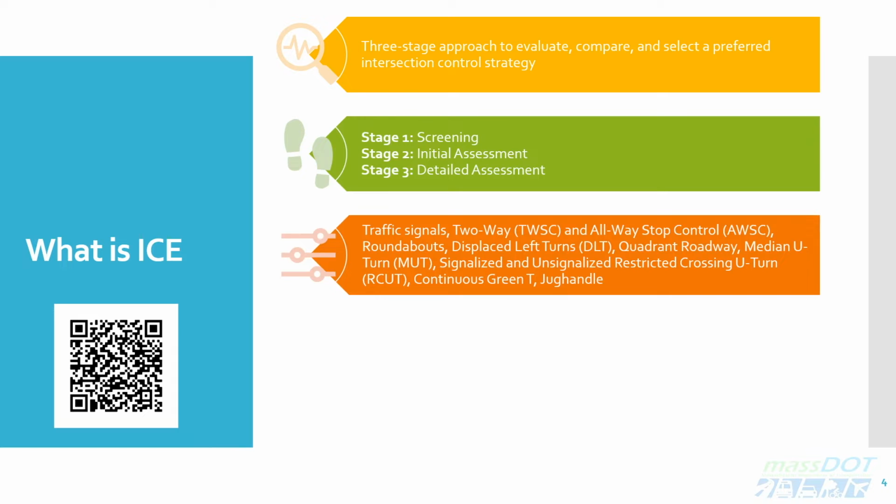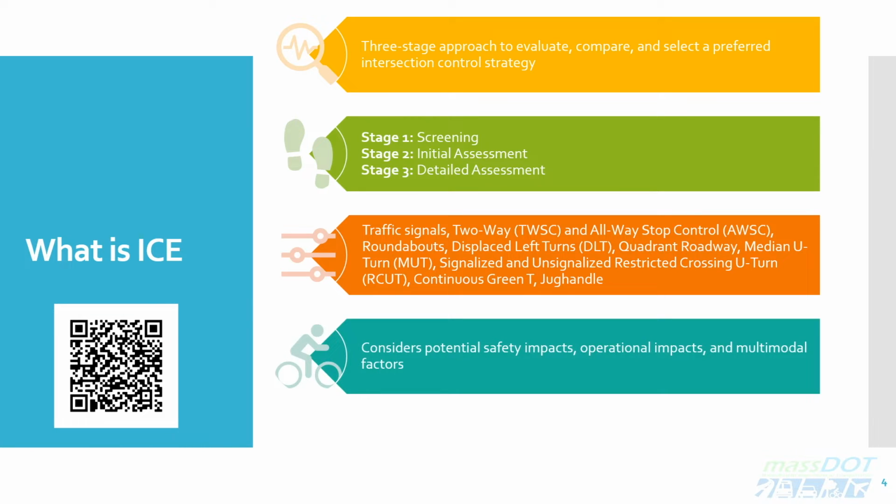The control strategies that can be analyzed include traffic signals, two-way and all-way stop control, roundabouts, displaced left turns or DLT, quadrant roadway, median U-turn or MUT, signalized and unsignalized restricted crossing U-turn or R-cut, continuous green T, and jughandle. When considering use of a MUT or DLT, note that the control may look different for different approaches. Approaches need not match. ICE considers each strategy's potential safety impacts, operational impacts, and multimodal factors.